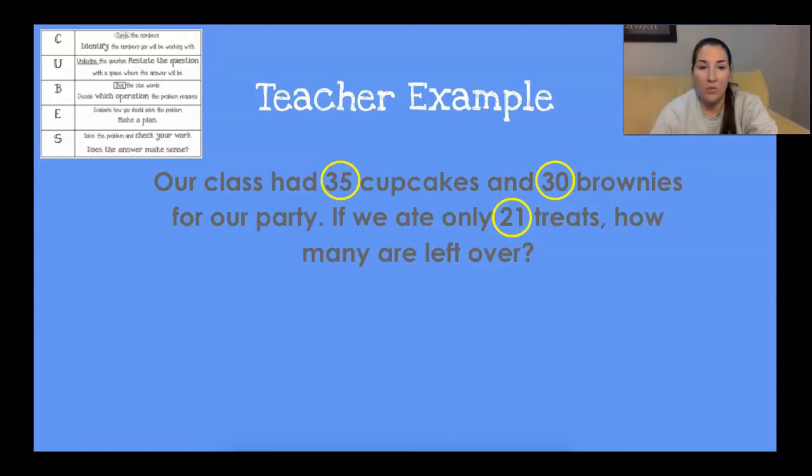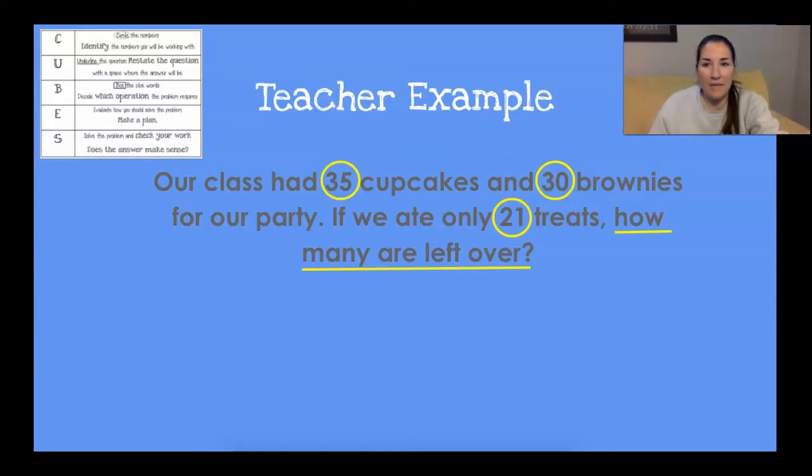Next up is U, which is underline the question. And I'm going to restate it with a blank space left over for where the answers will be. And I'll model that here in a second. So the question within this is, how many are left over? So that's the question. Restating it with a space where the answer will be would be like, there are blank treats left over, is what I'm trying to figure out. How many treats are left over?